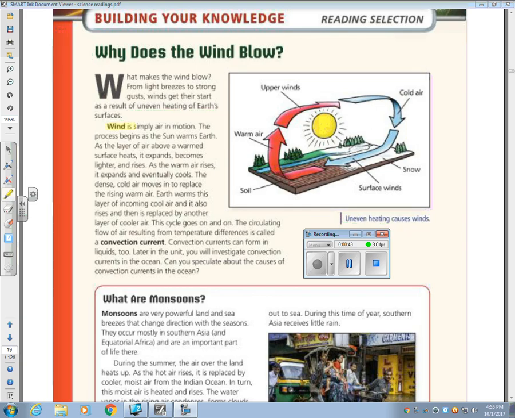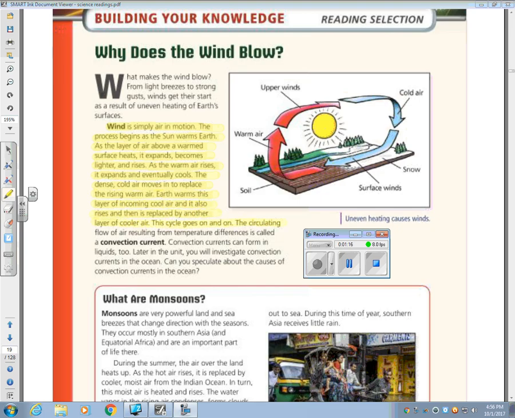Wind is simply air in motion. The process begins as the sun warms Earth. As the layer of air above a warm surface heats, it expands, becomes lighter, and rises. As the warm air rises, it expands and eventually cools. The dense cold air moves in to replace the rising warm air. Earth warms this layer of incoming cool air, and it also rises and then is replaced by another layer of cooler air. This cycle goes on and on.